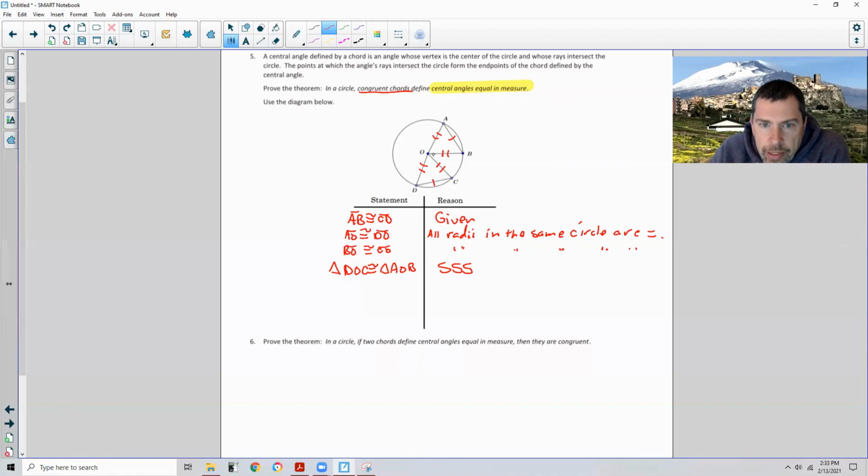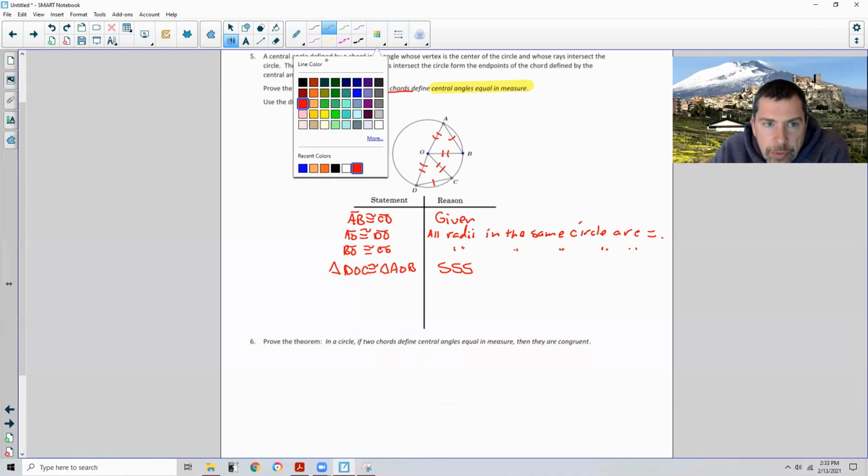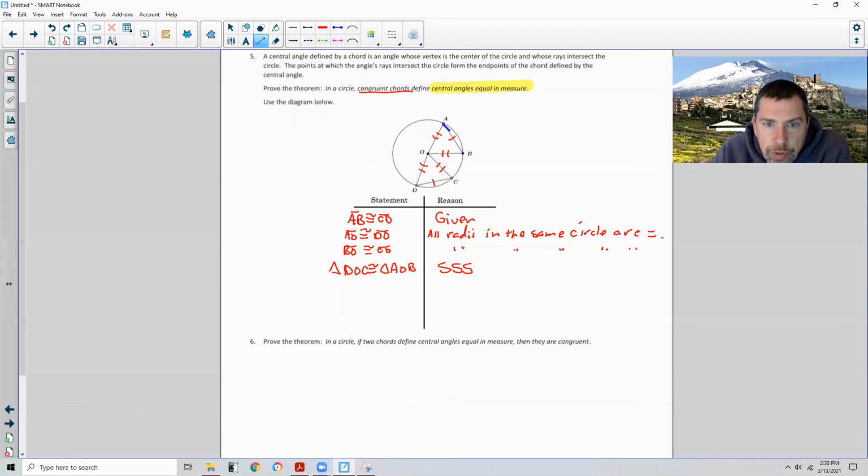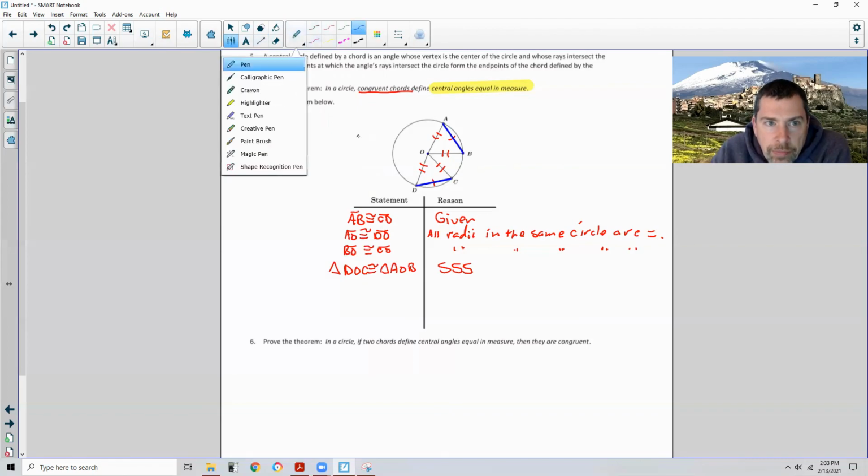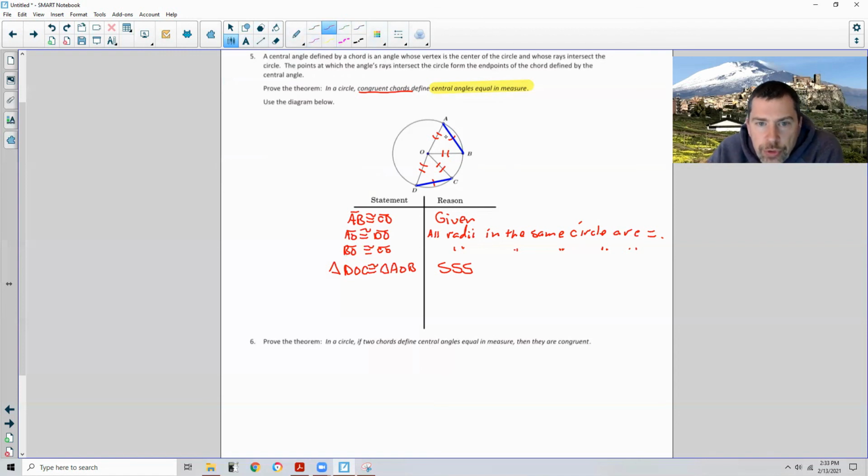And now, keep in mind, let me highlight these, by the way, the chords that we were given. Let's make it blue. We were given that AB and CD were the two chords, in fact, at the beginning. All right. So we have two triangles congruent.